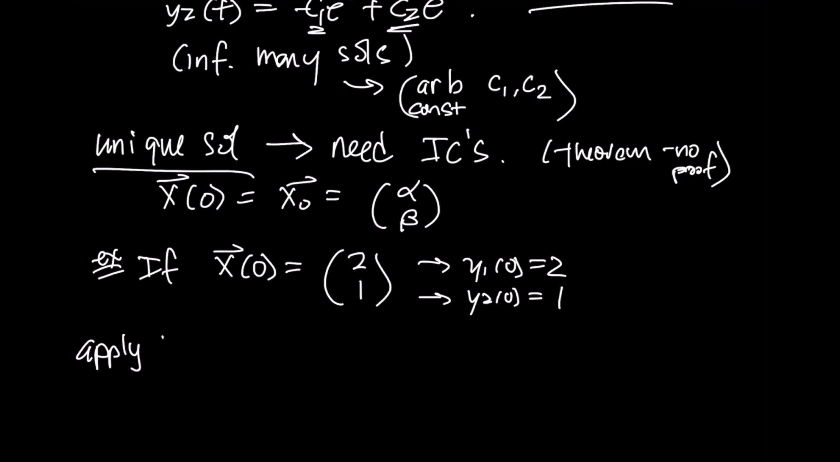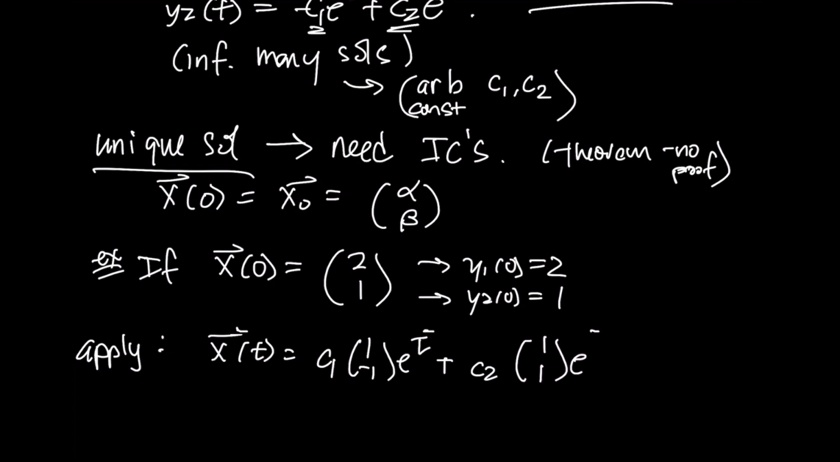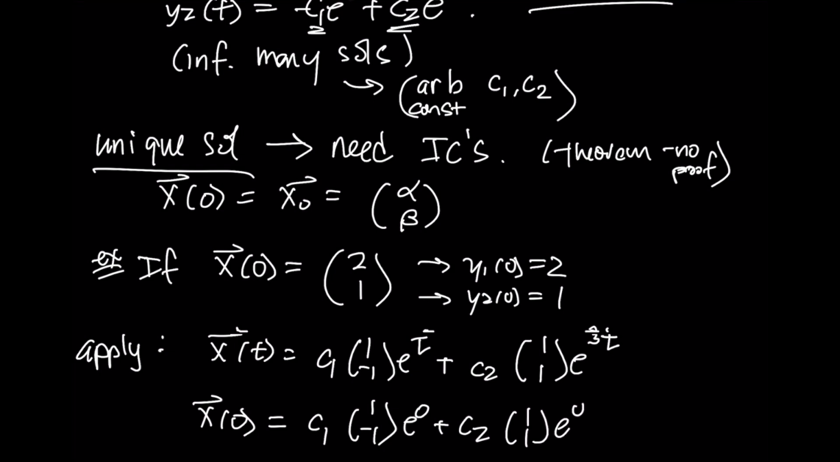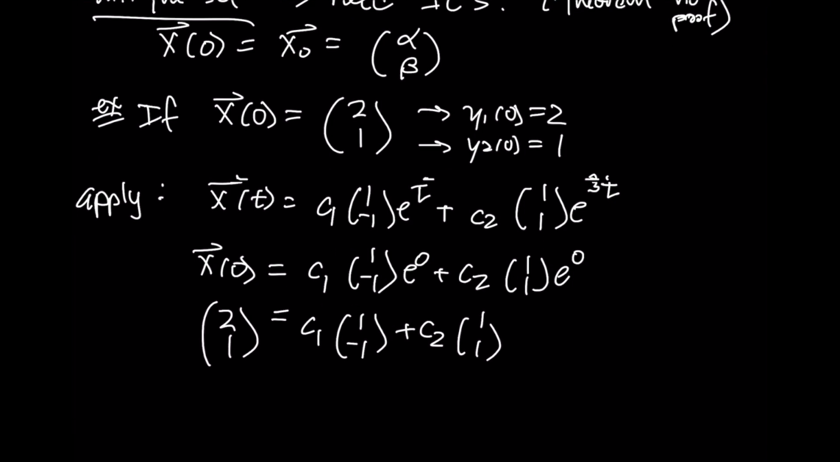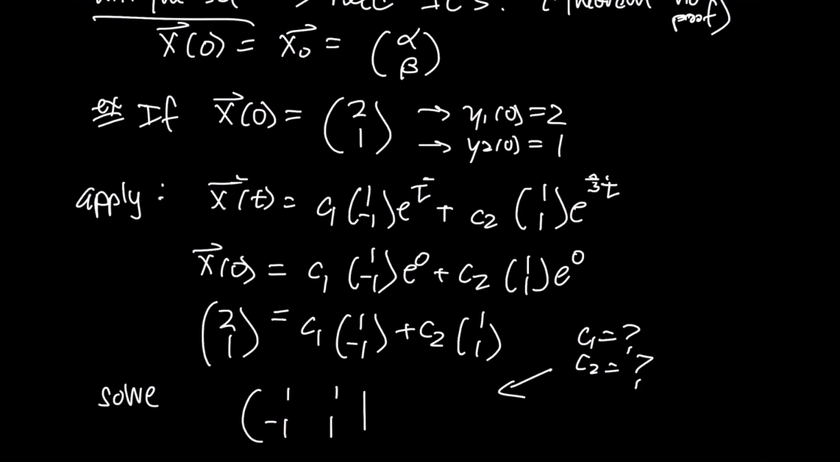We are going to apply these initial conditions. Our solution vector was C1 [1, -1] e^t plus C2 [1, 1] e^(3t). x of 0, that's C1 [1, -1] e^0 plus C2 [1, 1] e^0, which is going to give me C1 [1, -1] plus C2 [1, 1]. This vector was a 2 and a 1, so what we want to do is figure out what these constants are, and that means we need to solve a regular old system of linear equations.